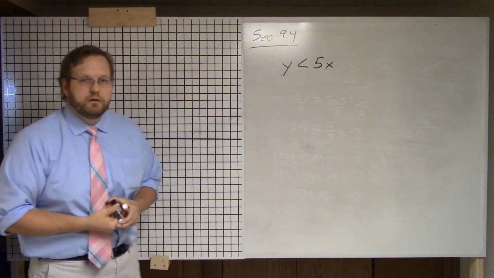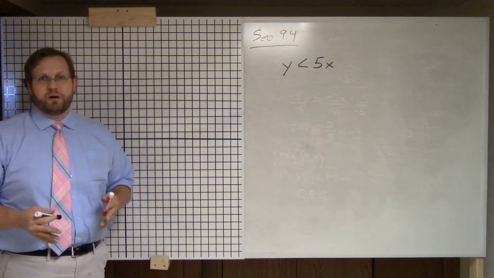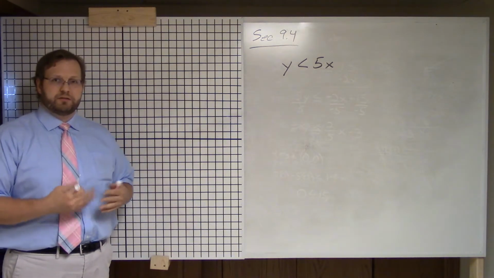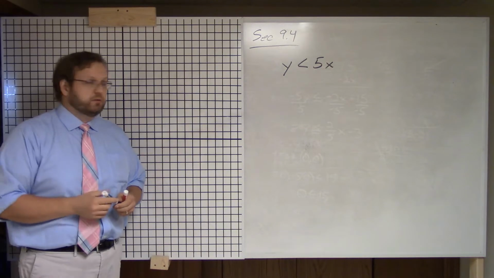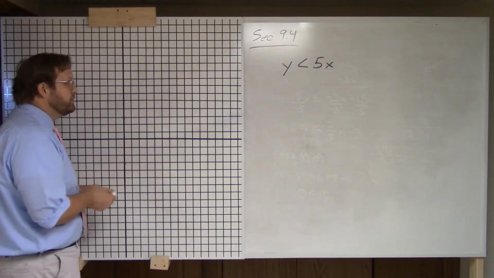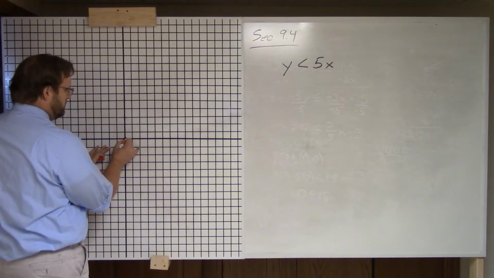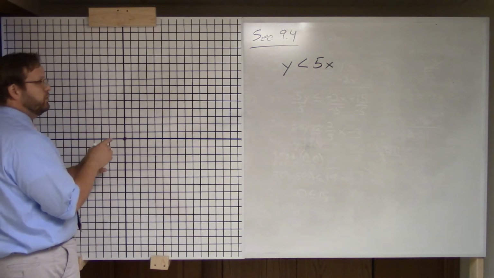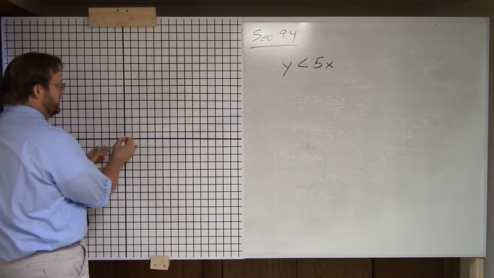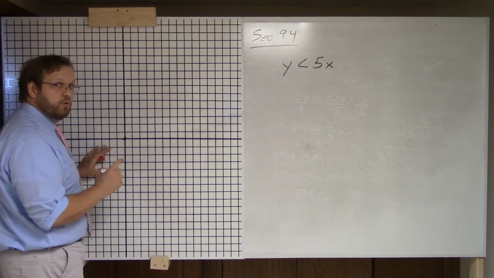Now, what's nice about this is we already have the y by itself, so we don't have to do any algebraic solving there. Okay, let's go into plotting points. The points we want start with the y-intercept of 0, 0. Then we're going to move with that slope of 5.